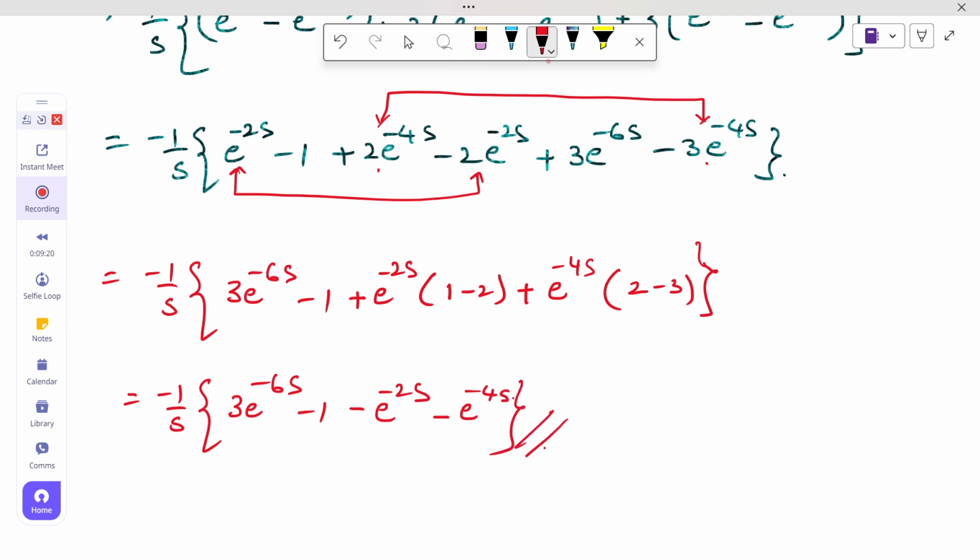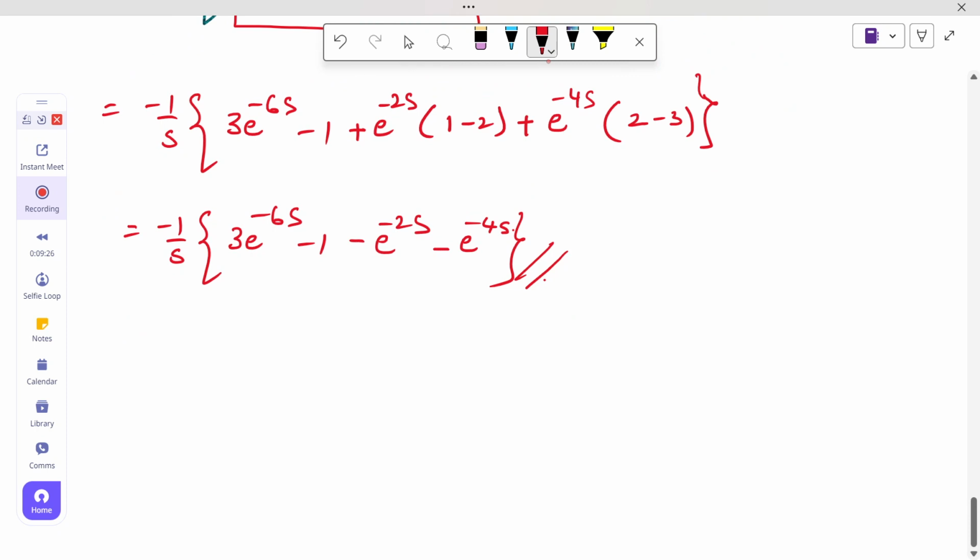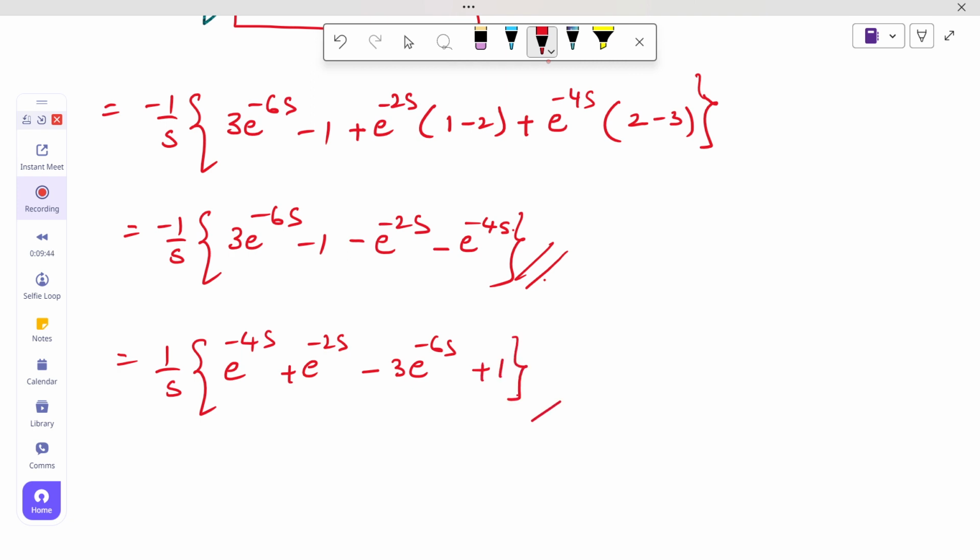Or if we want, we can simplify further by taking the minus inside. It becomes 1 by s of e to the power of minus 4s, plus e to the power of minus 2s, minus 3 e to the power of minus 6s, plus 1. This is also one solution.